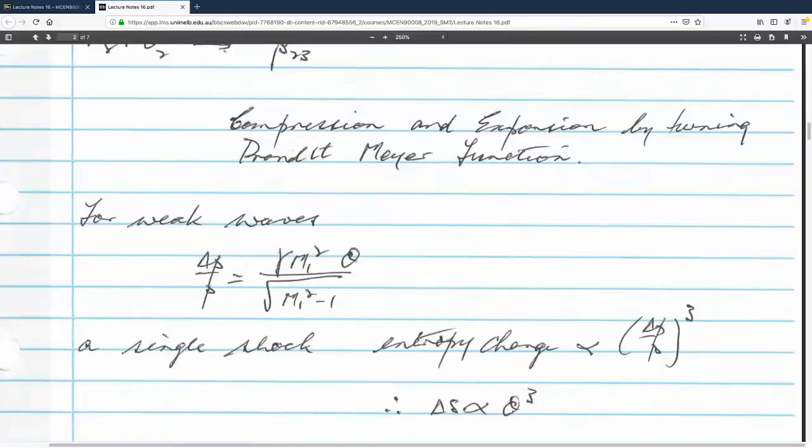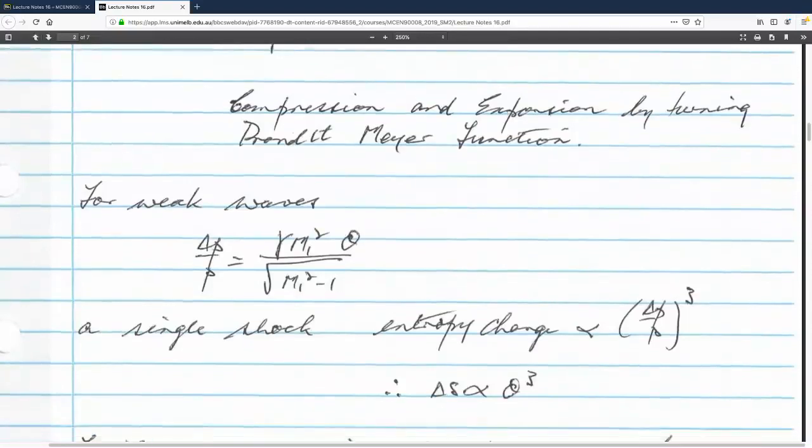Now, however, for a single shock, the entropy change is proportional to... You'll remember that I showed you that the entropy change across a shock was proportional to delta P over P, all cubed. So that was a very interesting and important result. And what can we say about it? Supposing we had a single shock, the entropy change would then be proportional to delta P over P cubed. And if we were to use this formula, it would go like theta cubed.